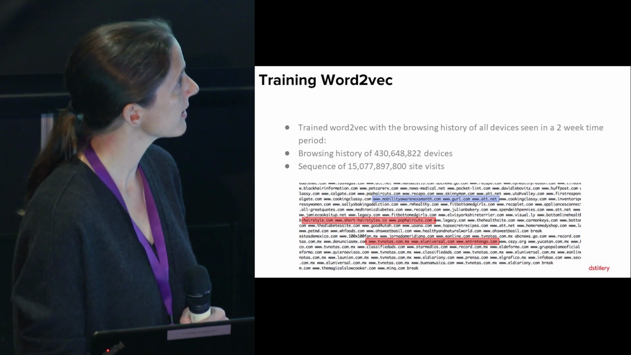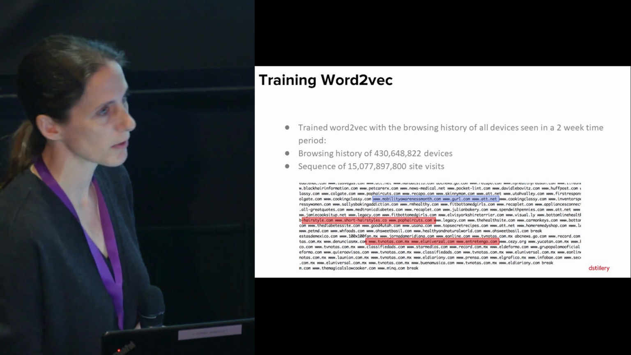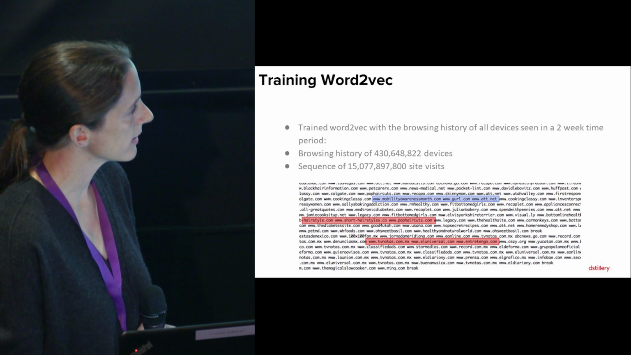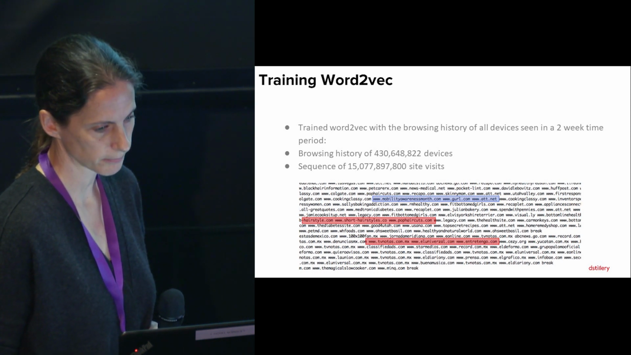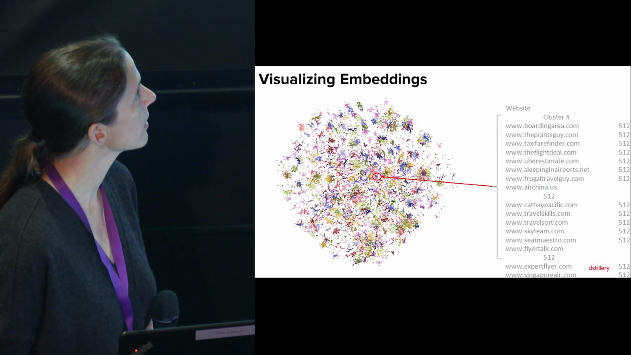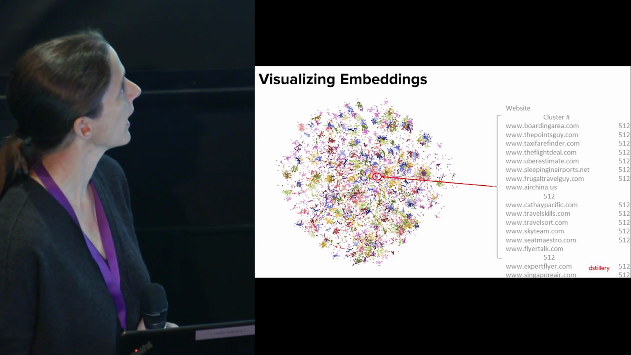There's a lot of noise in this data, but by training the neural network over this sequence of 15 billion site visits, it's able to learn patterns in the data and embed URLs about similar content next to each other. So we can visualize the embeddings in 2 dimensions using t-SNE. We can then cluster the embeddings, shown here by a rotating color palette.